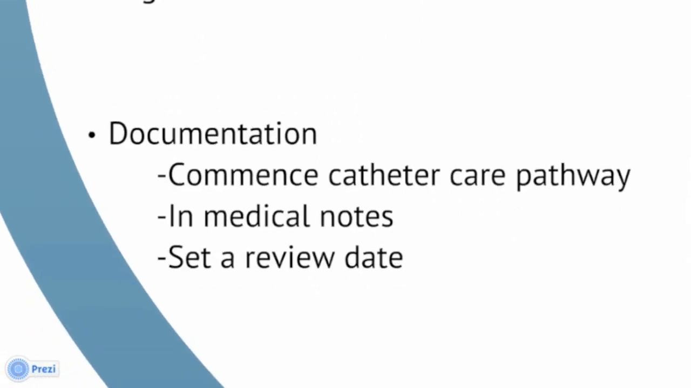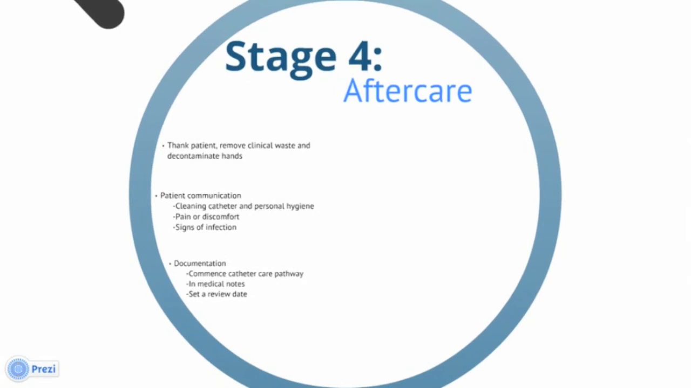Commence a catheter care pathway and document what you have done in the medical notes using the green sticker. You should also place the catheter package stickers in the medical notes and complete information requested on the package. Inform the patient's nursing and medical team and set a review date.